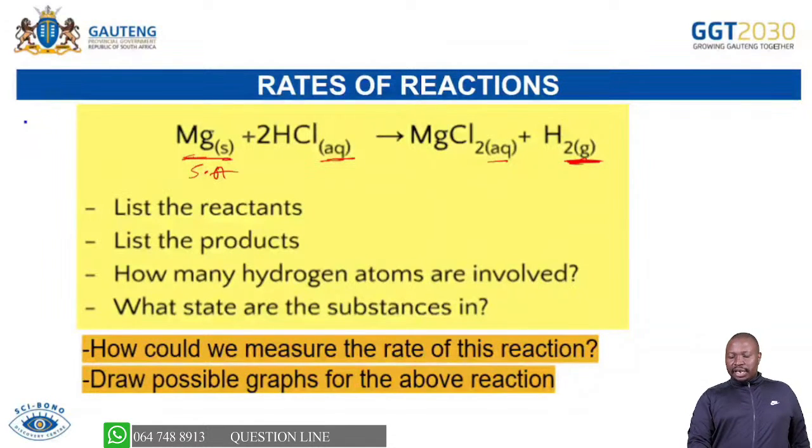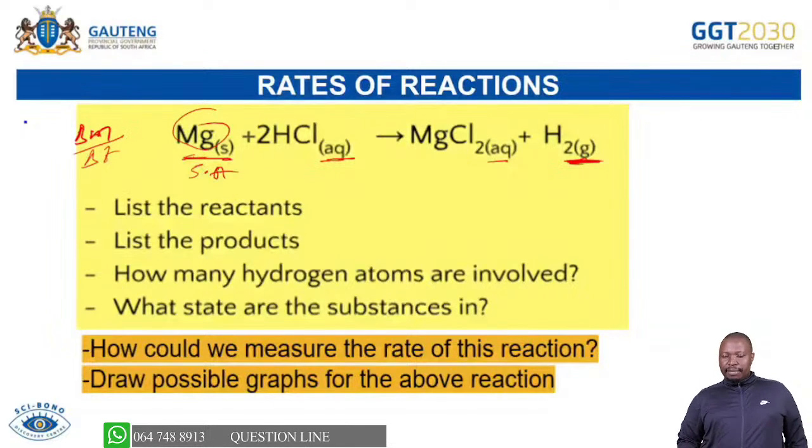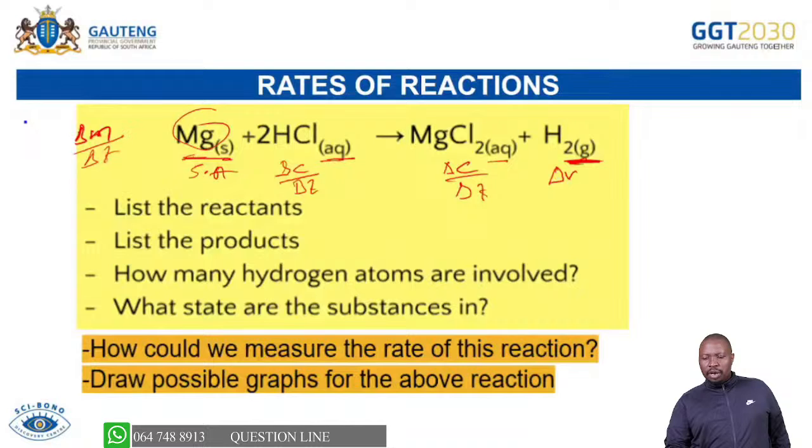So it means we can check now the mass. We can look at the change in mass per unit time, the change in mass of magnesium per unit time. We can look at the change in concentration of hydrochloric acid per unit time, and the change in concentration of magnesium chloride per unit time. We can look at change in volume. Remember, for a gas, we talk about the change in volume per unit time. So it doesn't matter which one.